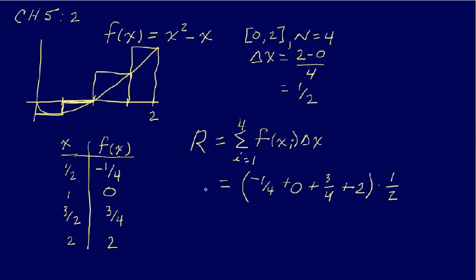So here we get 3/4 minus 1/4 is 1/2. 1/2 plus 2 is 2.5. Half times 2.5 gives me 1 1/4, or 1.25 for the value of the Riemann sum. And this is an estimate of the value of the definite integral from 0 to 2 of f of x dx.